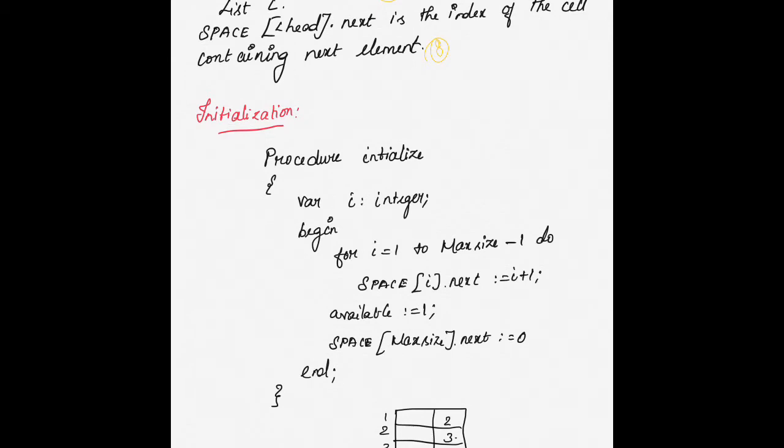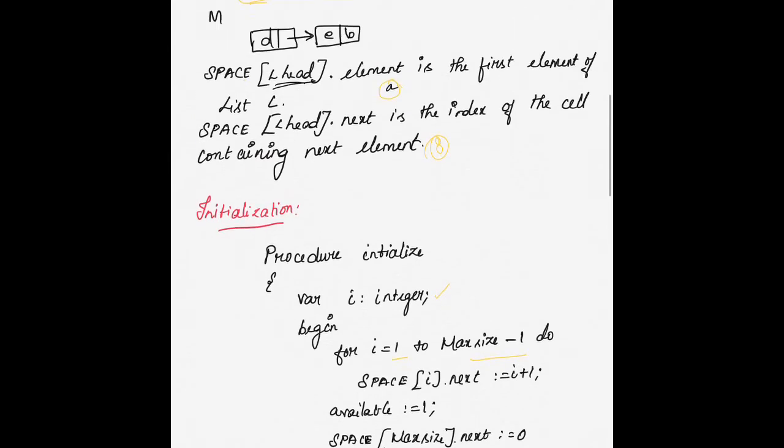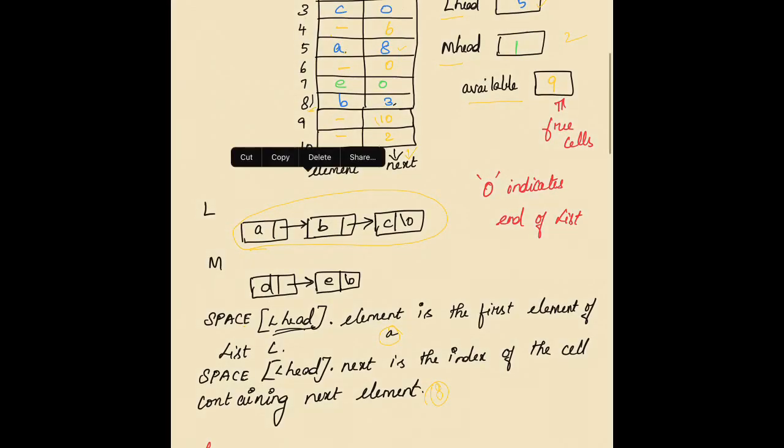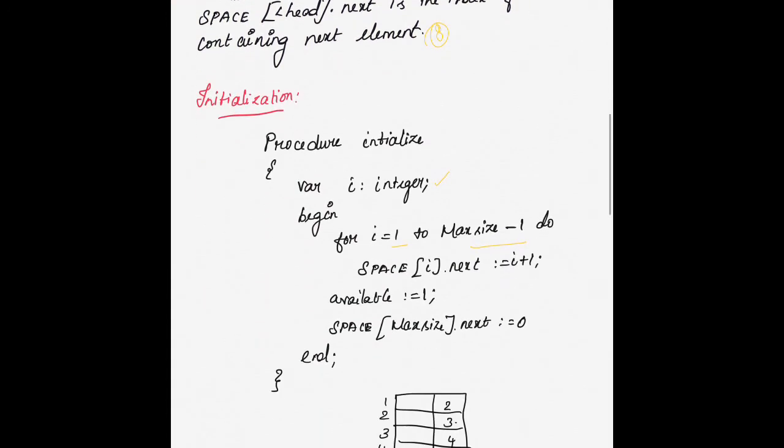How initialization is done is that we have a temporary variable called i, and we will be running a loop from 1 to max size minus 1. In this example the max size is 10, so from 1 to 9. What the initialization will do is make the next be the next number. Why are we doing this? Because initially the entire array is empty, so we will be telling who will be the next.